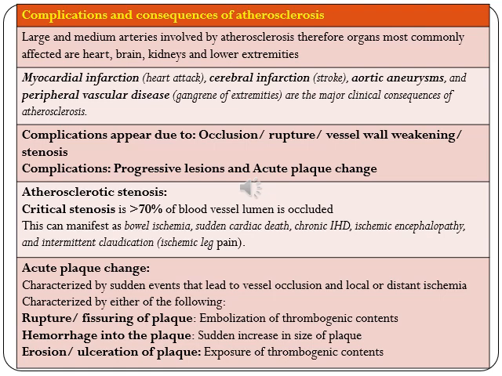So how does atherosclerosis lead to all these complications? These complications appear due to either occlusion of the blood vessel lumen by the atherosclerotic plaque, or rupture of the atherosclerotic plaque, or vessel wall weakening because of impinging of the atherosclerotic lesion on the media of vessels, or stenosis of the blood vessel because of a growing plaque. Complications of atherosclerosis are divided broadly into progressive lesions, which develop over a period of time, or sudden changes, which are called acute plaque change.